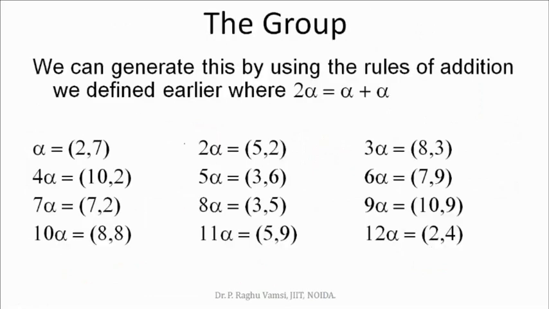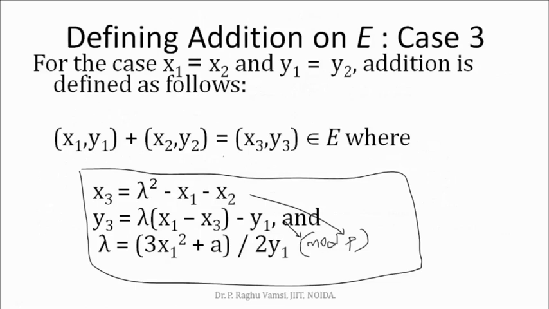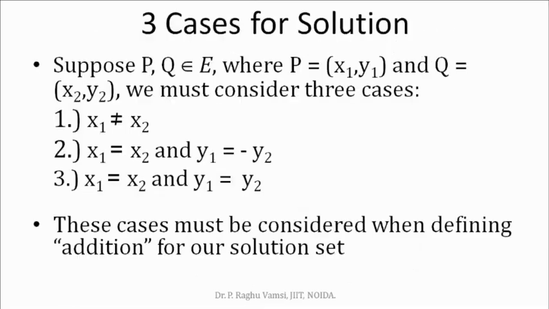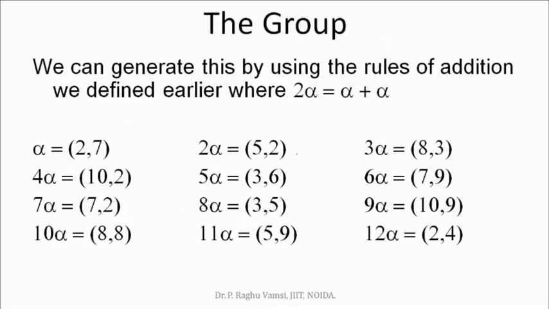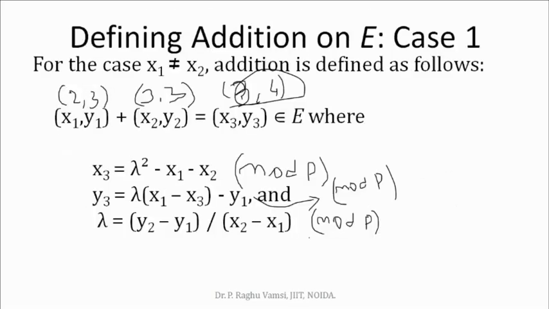And you take up the point 2 comma 7 and calculate 2 alpha. That is, perform the point doubling, which will fall under case 3. Under this case, whether you got 5 comma 2 or not, you should cross check. That is the exercise for you for this class.